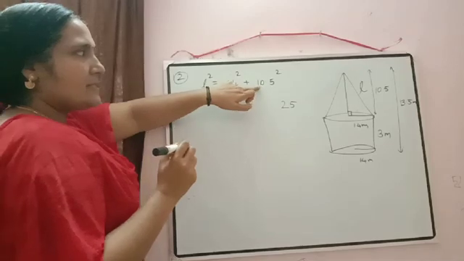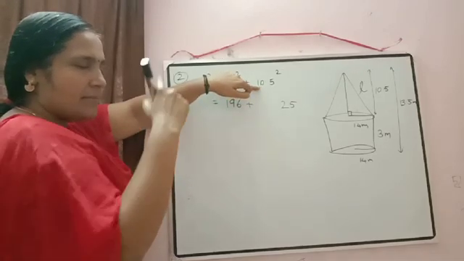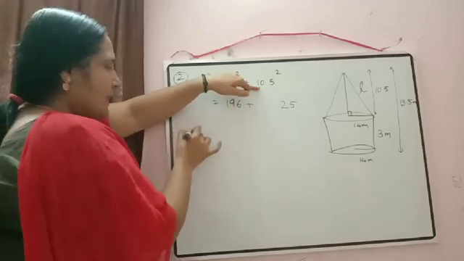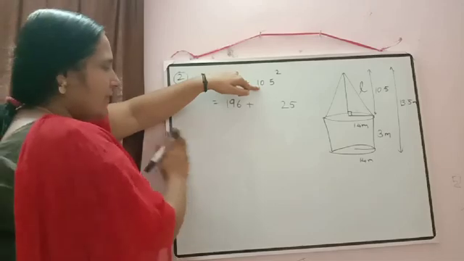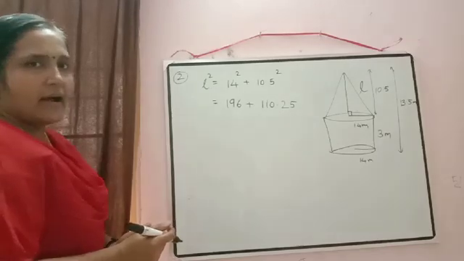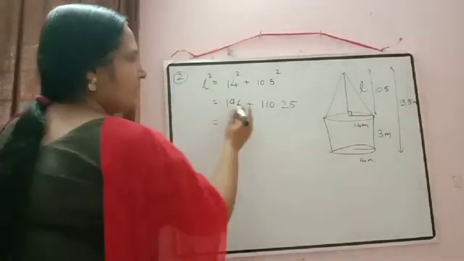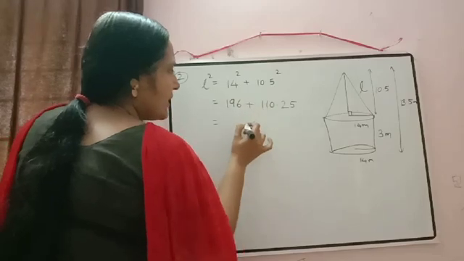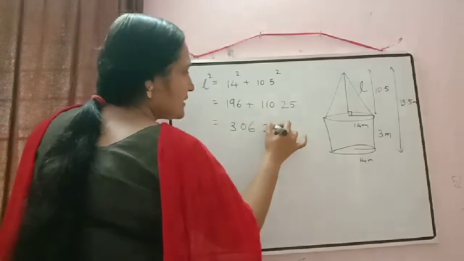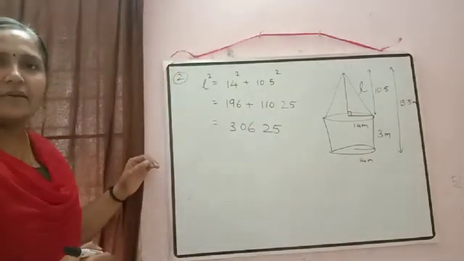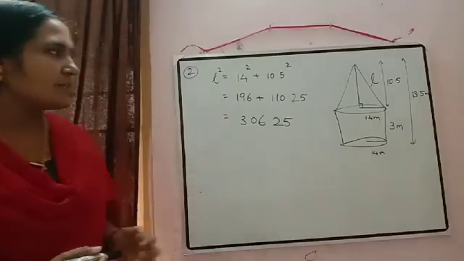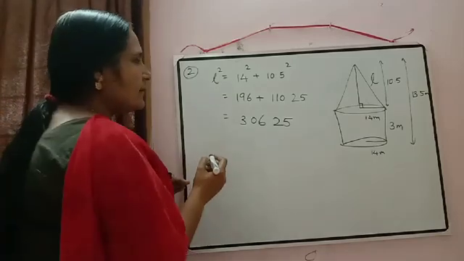Then check the number. What is the number here? 10. What is the number coming just after 10? 11. So just multiply 10 and 11. What will be 10 into 11? 11 tens are 110. So answer will be equal to 110.25. Just check what will come. Here we will get 6, 9 plus 1, 10, carry over 1, 1 plus 1, 2 plus 1, 3. 306.25. That is the value of L square. So L square is equal to 306.25.